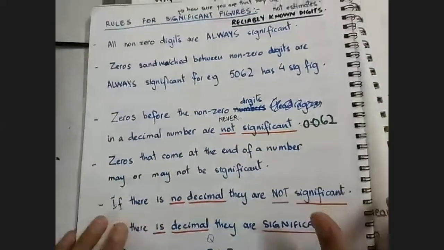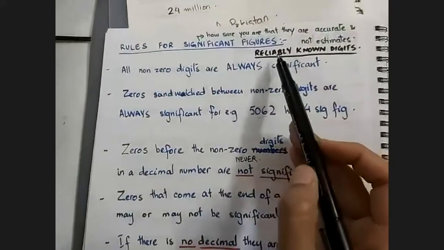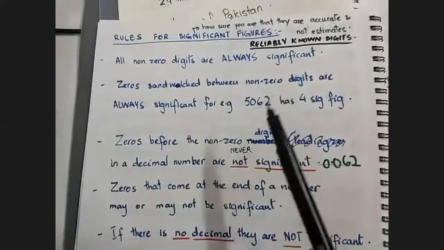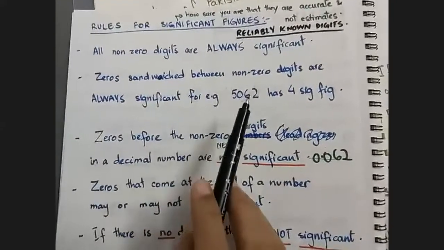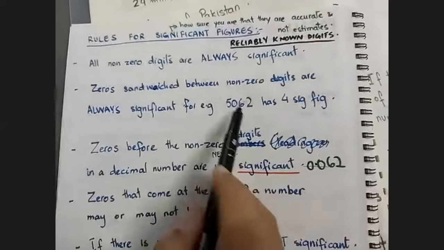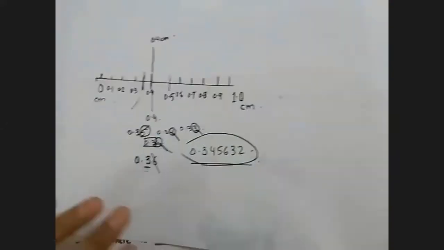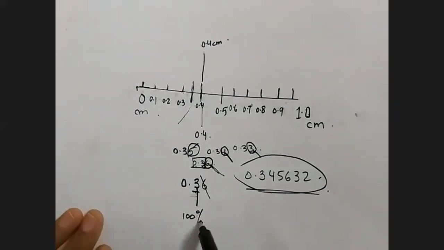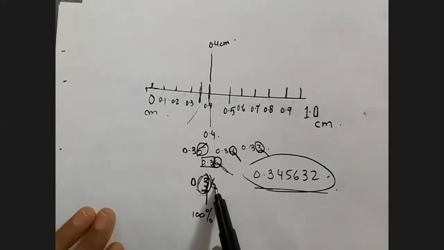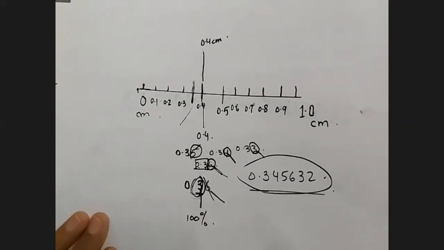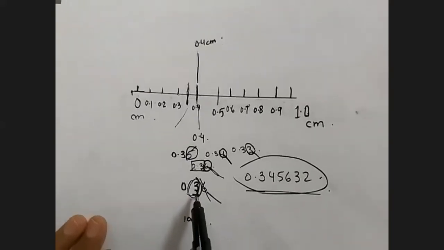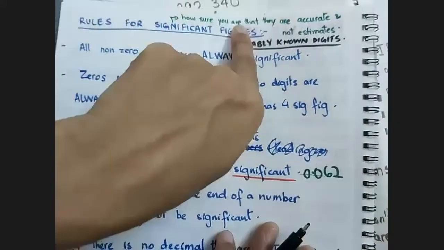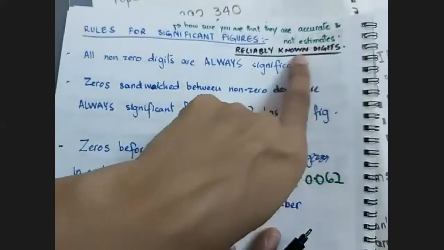So significant figures, meaning what? The reliably known digits. Of the digits, which ones are you sure are absolutely only that digit? It cannot be any other digit. For example, in this example, we were 100% sure about 3, but we were not 100% sure about 6. So the reliably known digit was 3 here. That's what I mean by reliably known digit: how sure you are that a digit is accurate and not an estimate.